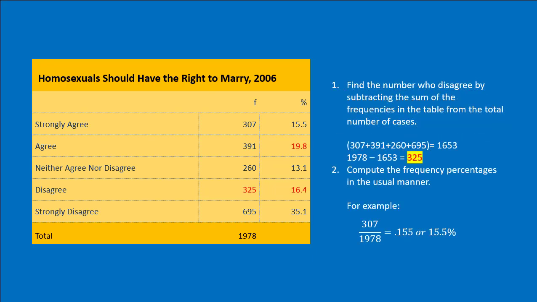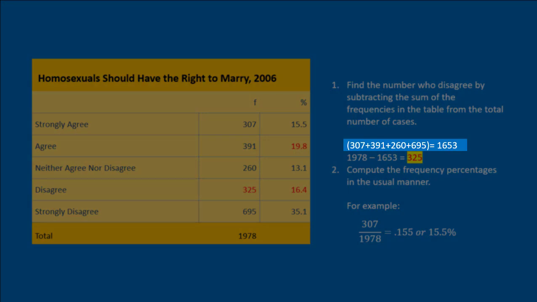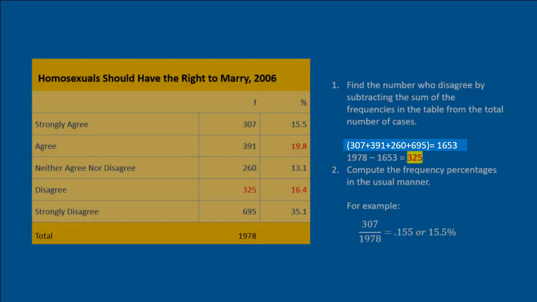Again, we're going to find the number who disagree by subtracting the sum of the frequencies in the table from the total number of cases. So we have 307 people who strongly agree, 391 people who simply agree, 260 people who neither agree nor disagree, and 695 people who strongly disagree. So if we sum that up, we get 1,653.